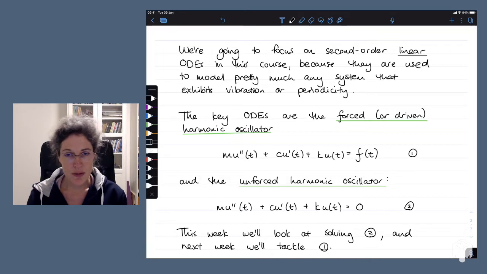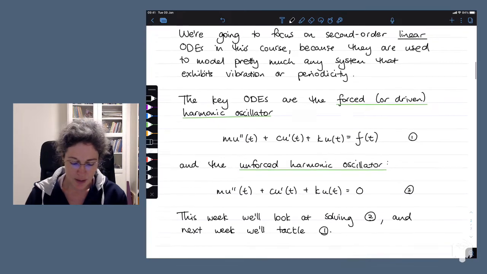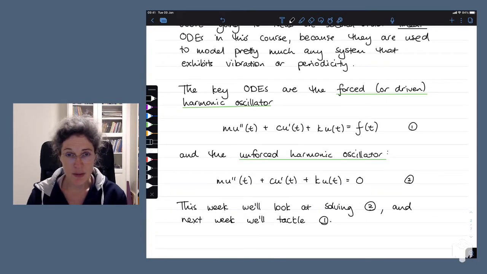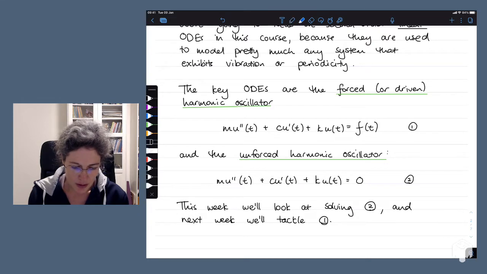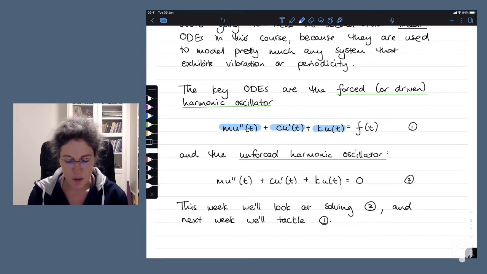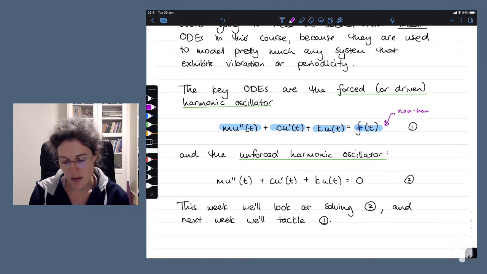Now the two key equations that we're going to have a look at look very similar. The first one is the forced harmonic oscillator. If we just have a quick look at that, you'll notice that it has a term that has a second derivative of our u, there's our first derivative term, our term just including u, and it also has a term that just depends on t. So from this we can deduce that this differential equation is non-homogeneous.